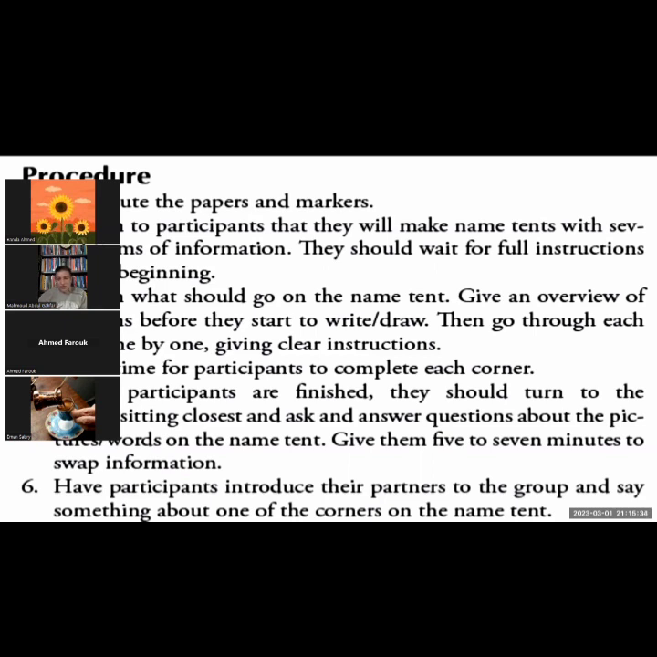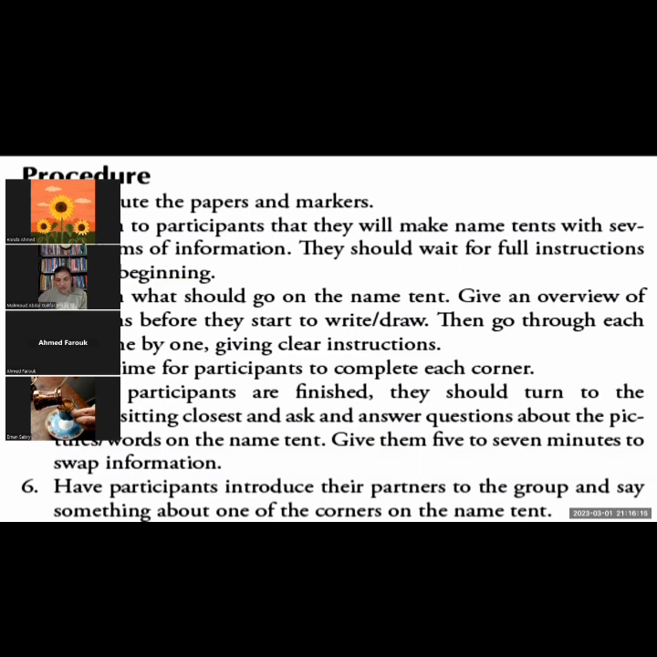So you ask your students to write their names, and after writing their names, you ask them to write one thing beside the name. We go to number 3, explain what should go on the name tent. As I've told you, write a name and write something beside the name. Also you should allow time for participants to complete each corner tent. So give them time. For example, you will finish the corner tent in 5 minutes, or in 2 minutes or 3 minutes. So you have to put a time limit for your participants to finish the tents.